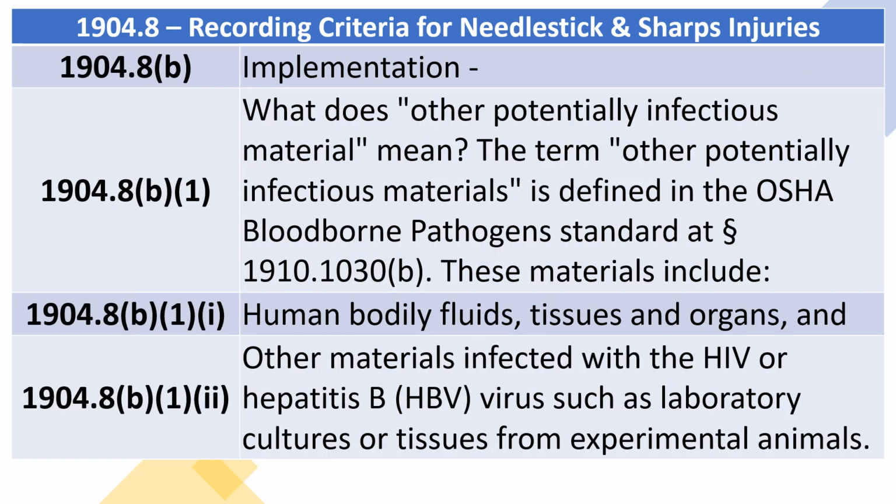1904.8(b) Implementation. 1904.8(b)(1) What does other potentially infectious material mean? The term other potentially infectious materials is defined in the OSHA bloodborne pathogens standard at section 1910.1030(b). These materials include (1) human bodily fluids, tissues and organs, and (2) other materials infected with the HIV or hepatitis B (HBV) virus, such as laboratory cultures or tissues from experimental animals.